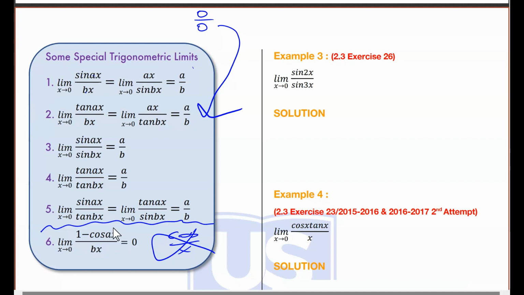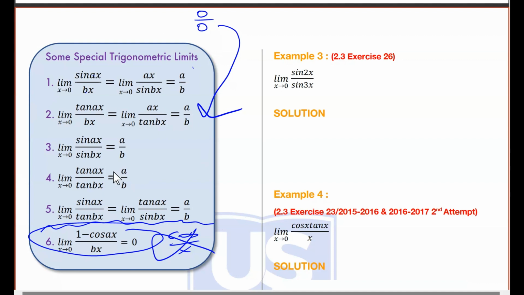It doesn't matter what the angle is. We have 1 minus cosine over bx. All right. So the result is not a over b. Result is 0. It is just for cosine. So the last one is different. The rest is all the same.